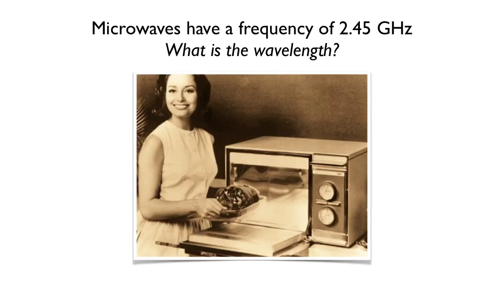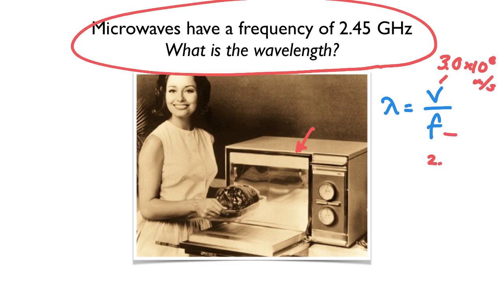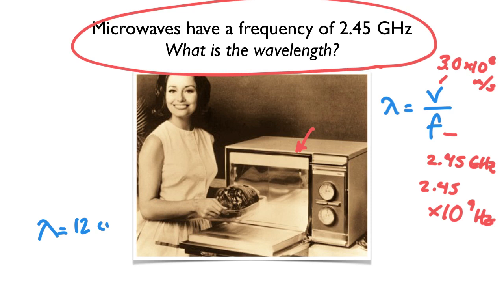Now, let's think about this. Microwaves have a frequency of 2.4 gigahertz. That's the microwaves in your microwave oven. Question: what is the wavelength? Well, remember, the wavelength is just equal to the velocity divided by the frequency. The velocity of microwaves, as we saw before, since they're electromagnetic waves, is the speed of light, 3 times 10 to the 8th meters per second, divided by the frequency, 2.45 gigahertz, or 2.45 times 10 to the 9th hertz. I come up with a wavelength of about 12 centimeters.